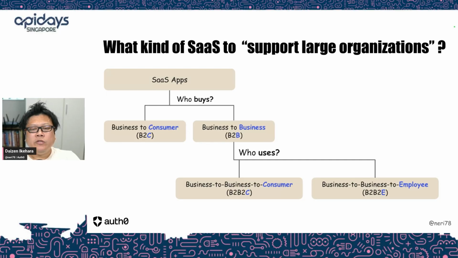And then there is who is actually going to be using your software. One example is that a business purchases your service, and the company provides a service for their consumers. It's going to be B2B2C. Another example is a business purchases your software, but actually the business serves the software to their employees. Typically, supporting large organizations will be required in this B2B2E model, because the large organization needs to comply with their security standards, or they want to make sure that their users are secure.